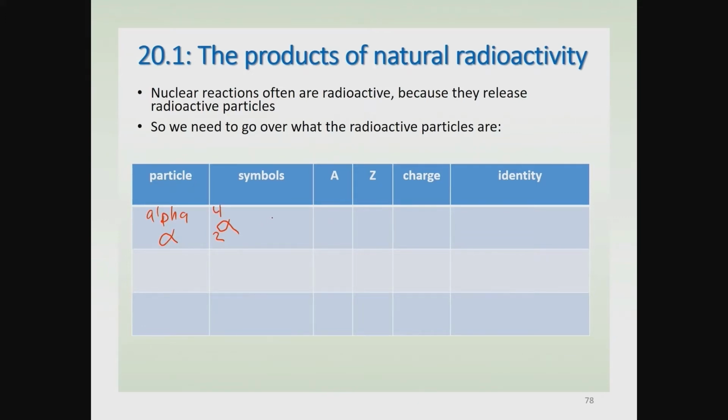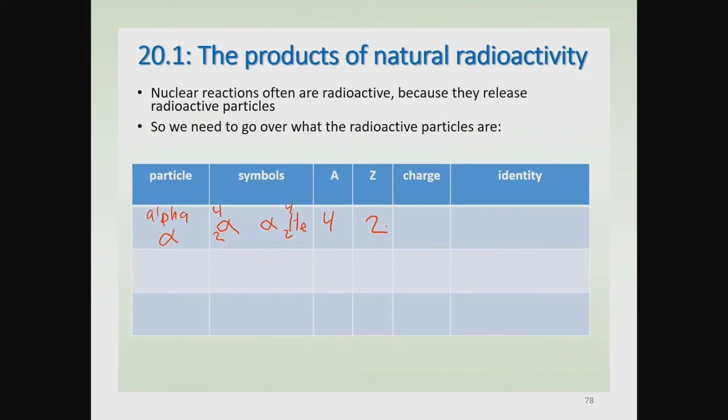Or a lot of times you'll just see it as an alpha, but you should know that refers to a helium nucleus. Another way you can refer to this is, because it is a helium nucleus, you can write the symbol for helium with an atomic number of 2 and a mass number of 4. So A is the mass number. The alpha radiation will have a mass number of 4. Z is the atomic number, so the Z number is 2.